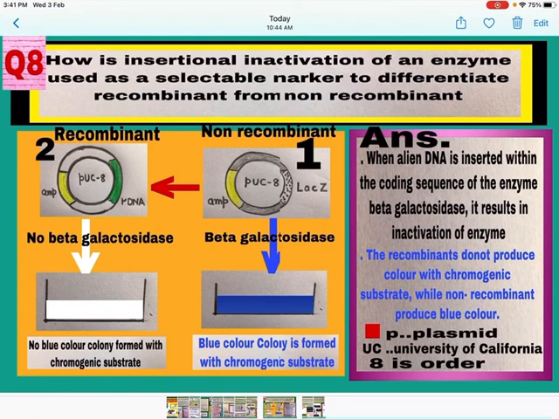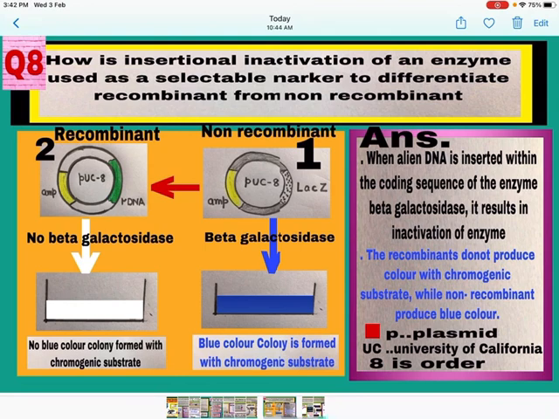Now see what is there on pUC8 in diagram. It has a lacZ gene. This gene is responsible for formation of beta-galactosidase enzyme. This is number 1 plasmid. It is non-recombinant type. Now let us introduce a gene of interest at location lacZ.